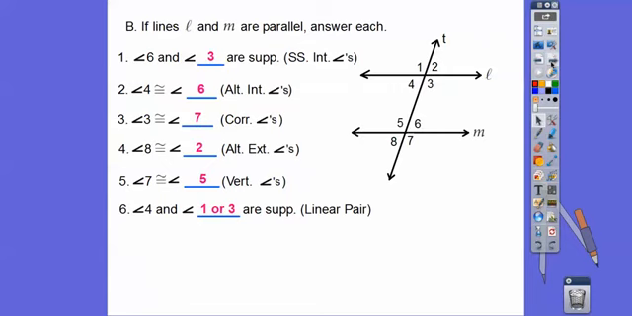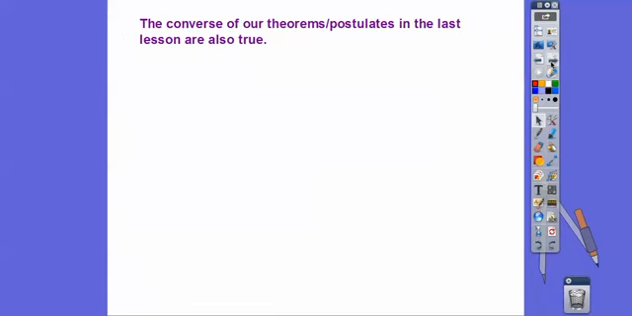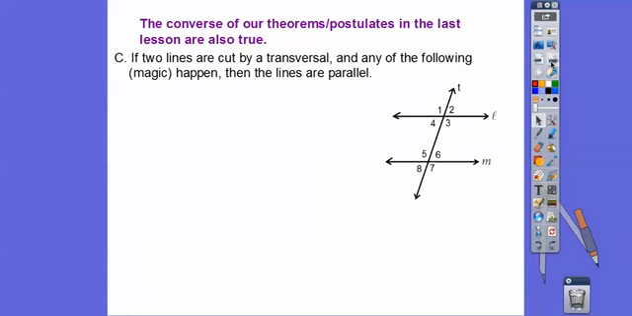All right, so here we go. The converse of our theorems and postulates from the last lesson are also true. So this says, for example, same picture. You don't have to redraw the picture unless you want to. It's just to say same picture.